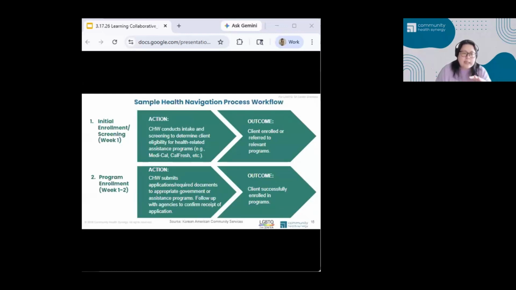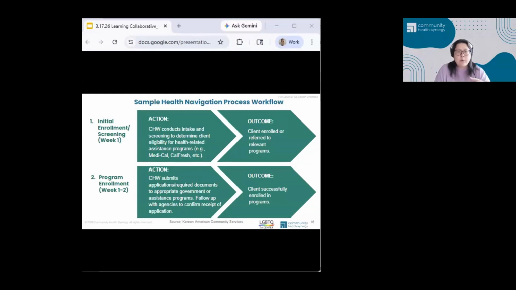So here's just an example of a workflow. And this is something that sometimes managed care plans ask for. They want to see how things work in terms of the process that you follow. So this is just an example from the four available services. So this one is addressing the health navigation process workflow. So here, you would conduct initial enrollment and screening in week 1. The action here is conducting intake and screening, and the desired outcome would be that the client is enrolled or referred to the relevant mental health programs.